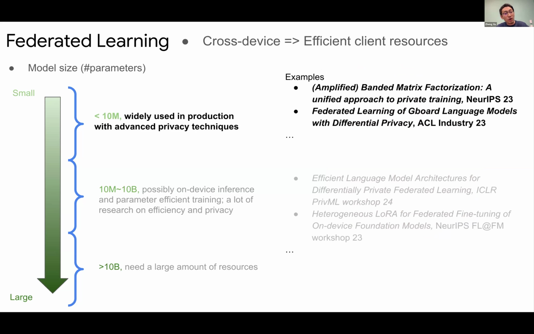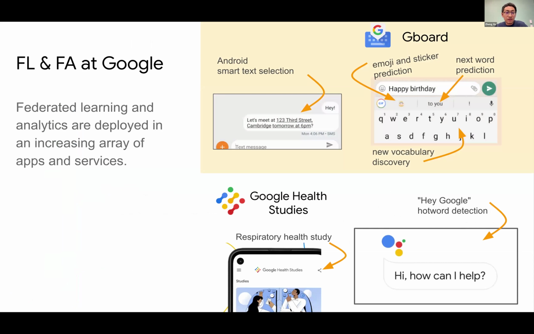So I will start from the small model where we have a lot of production development, and particularly talk about our recent progress in applying differential privacy in the federated learning setting, for these 10 million machine learning models on mobile devices. In this regime, we have a lot of applications at Google that use federated learning and a closely related technique, which we call federated analytics.